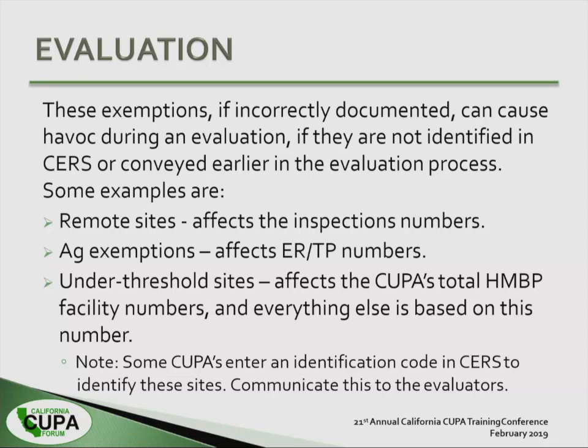So again, if they're incorrectly documented, it can cause a lot of havoc with numbers. I've had a few CUPAs, Calaveras being one of them, Lisa had mentioned that. And I know that my cohorts in the back have had this. So we ask, what are your remote sites? We'll do the query. We'll ask for remote sites. We'll ask for the ag exemptions, which Eric will cover. We'll ask for under threshold sites. And then again, I talked about the ID number for the under threshold.